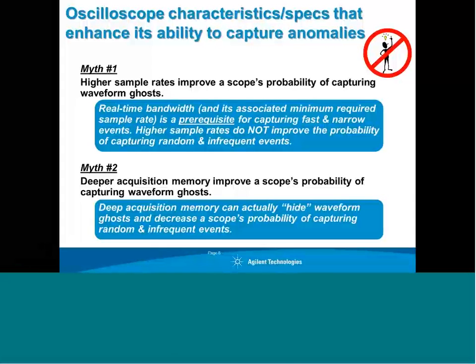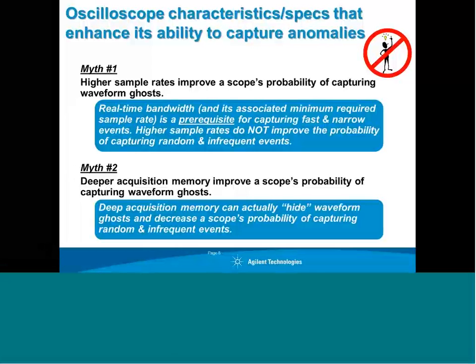A higher sample rate, or sample rate in general, is very closely related to what we call the real-time bandwidth of the scope. And real-time bandwidth and its associated sample rate is a prerequisite for capturing fast and narrow events. It's a prerequisite for capturing signals of any frequency or frequency content, but sampling faster will not improve the probability of capturing something. But we'll go into what is the minimum required bandwidth for capturing normal repetitive signals or infrequent things.